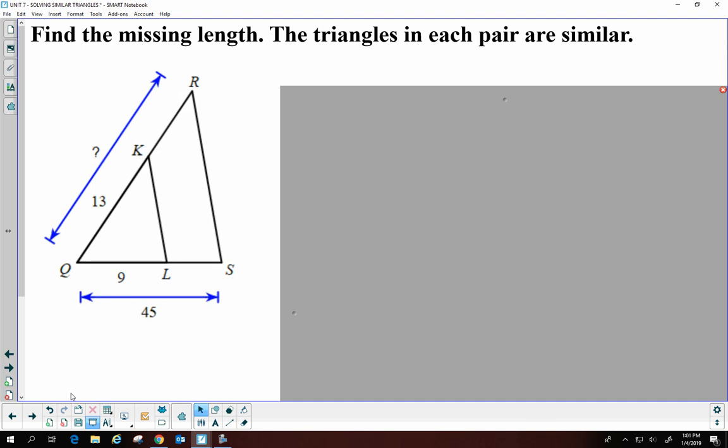So one more, just sort of packaged a different way, these types of triangles here that overlap. It doesn't really matter what the names are. We know how they should go together. This side in the little triangle, that's 9, goes with the big triangle side, 45. This side, the little triangle, 13, goes with that side, question mark.